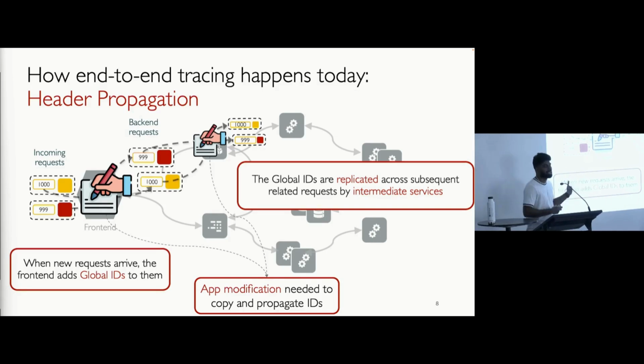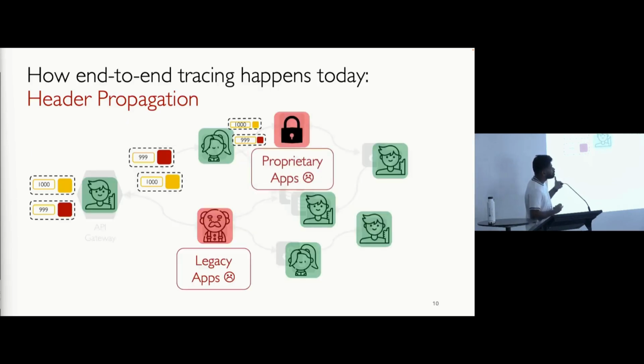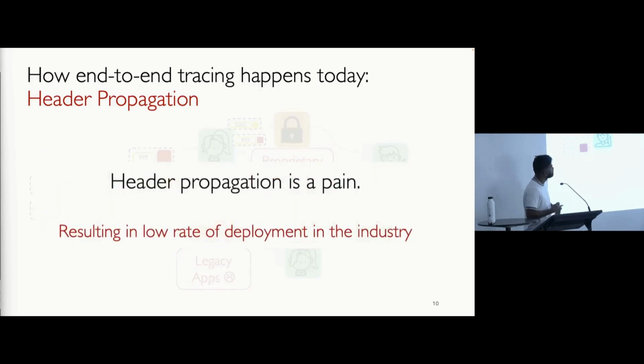All right. And also in a large enterprise where you have a lot of loosely coupled services, it requires buy-in from all of these services, which can be pretty hard. And even when you have systems where you can actually do this modification, you have legacy and proprietary applications where making this change is quite difficult to begin with, right? So for all of these reasons, we note that header propagation can be a pain, which results in a very low rate of deployment in the industry.